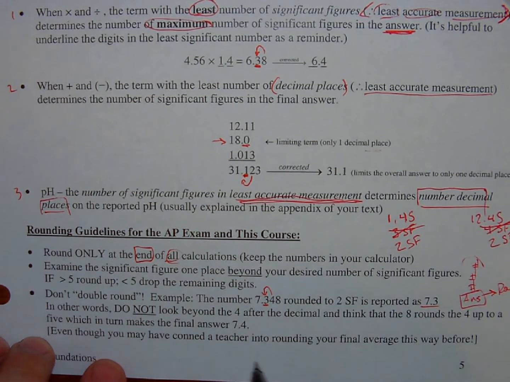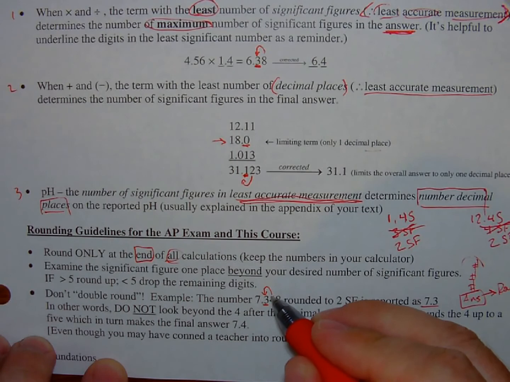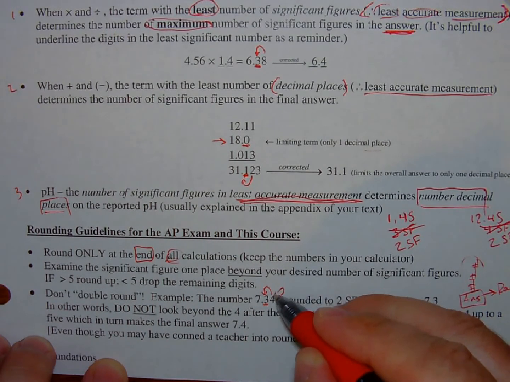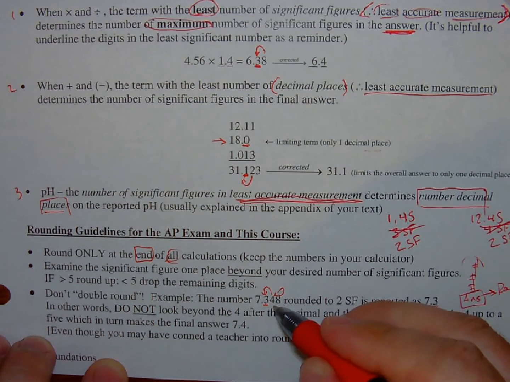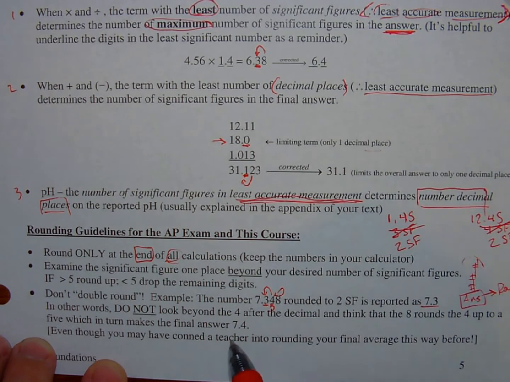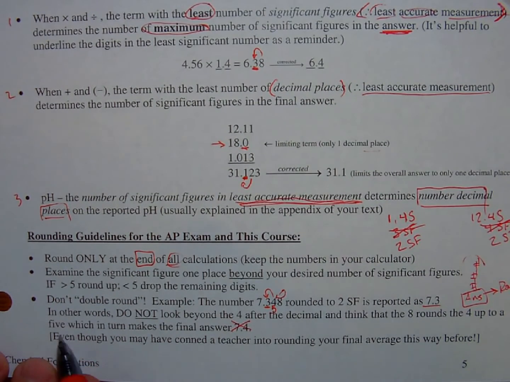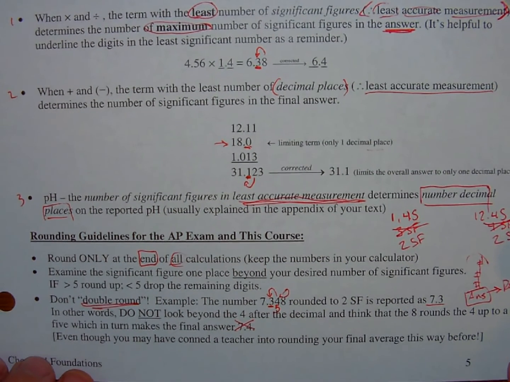What we don't want you to do is look anywhere beyond the 4. What that would look like is, oh yeah, this 4 says to keep this 3 the same, but if I were to take this 8, that would tell me to round this 4 up to a 5. And now this is a 5. Now I can round this up to 7.4. Don't do that. You can't do that. This is referred to as double rounding. Stay away from it.